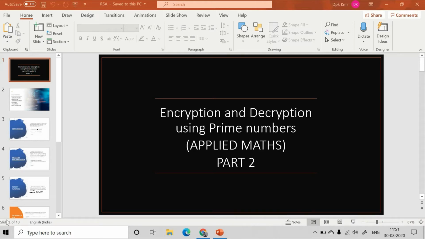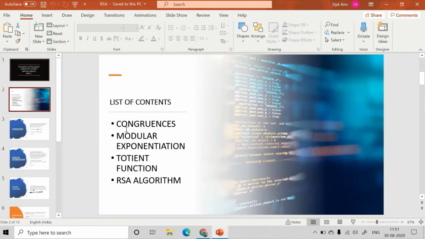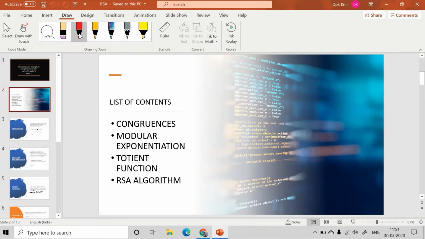Hello everyone. So today we will be continuing part 2 of my previous video on encryption and decryption using prime numbers, which is a chapter from class 11th applied maths. In this topic today, we'll be dealing with congruences, modular exponentiation, then the totient function, then the RSA algorithm.